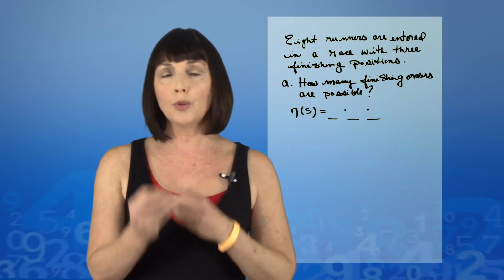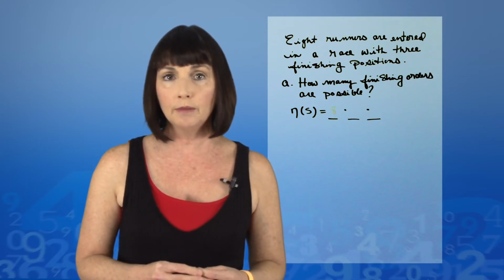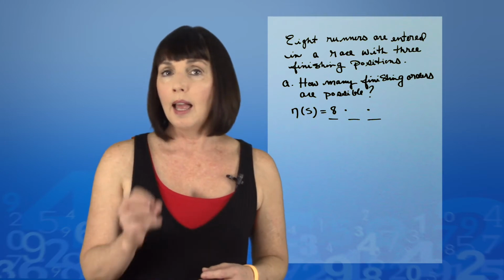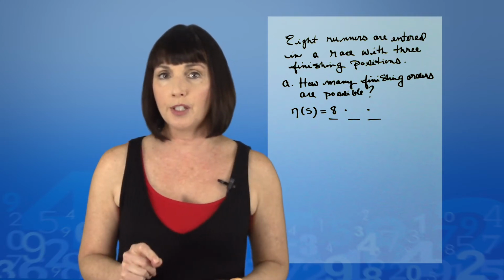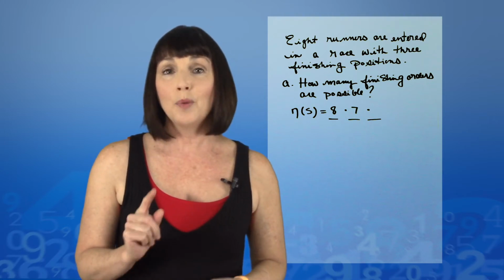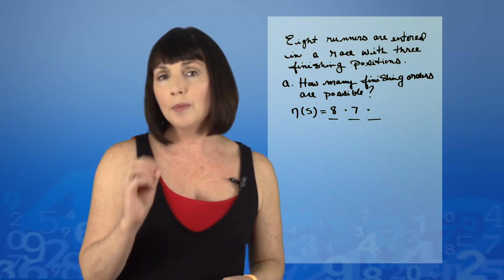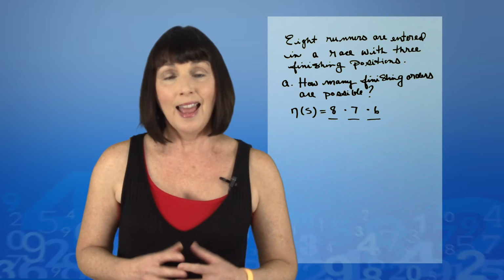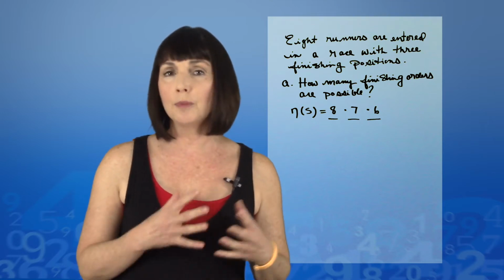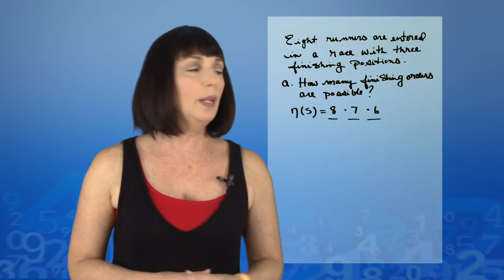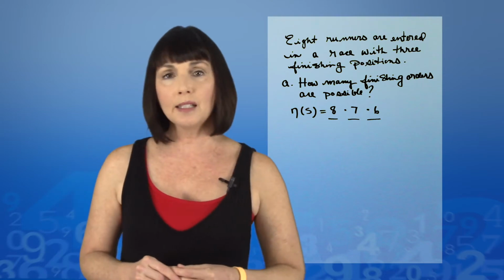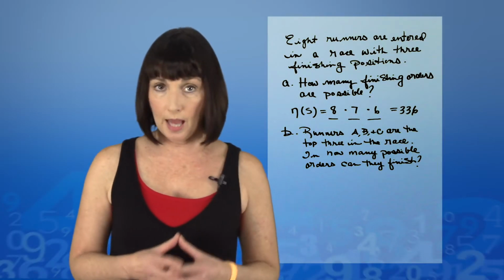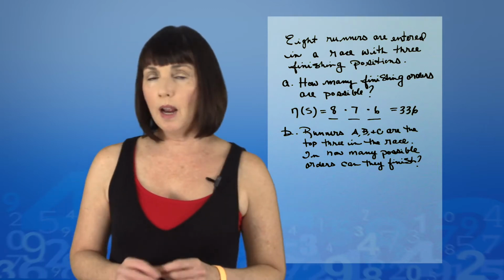How many choices do we have for the first position? 8. And once that runner has come in, how many choices do we have left for the second position? 7. And for the third position? 6. The fundamental counting rule tells us to multiply those all together, so we get 8 times 7 times 6, which is 336.